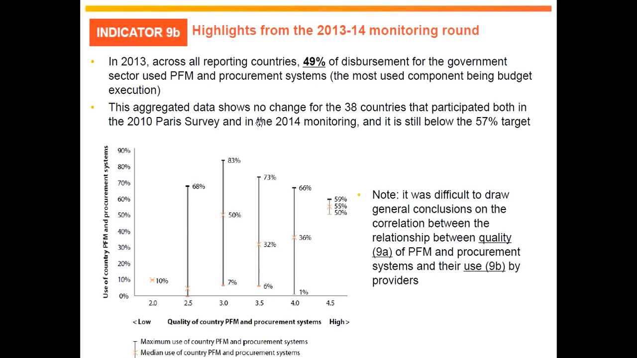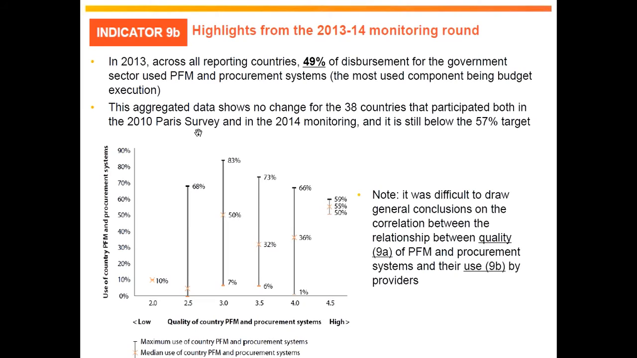These are some, just to finish, highlights from the previous monitoring round. What we found back then is that on average, 49% of disbursements for the government sector were using country systems, with the most used component being budget execution procedures. The aggregated data didn't show change in many countries. Actually, no change in 38 countries vis-a-vis the previous 2010 Paris survey, and it's still below the target of 57% of use set for 2015.